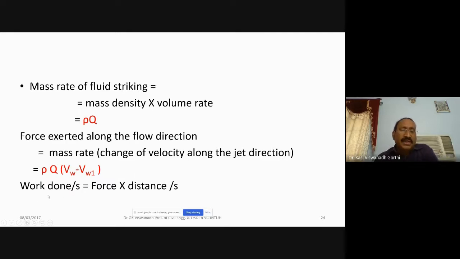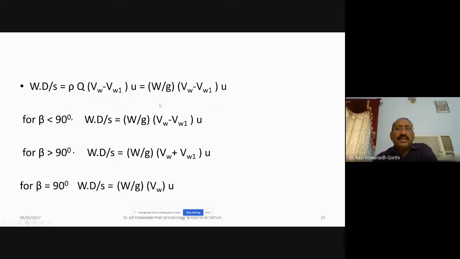So force exerted, the work done per second will be force into distance moved. What is the distance moved that we have taken now? The distance moved is the velocity of the vein. So rho Q into VW minus VW1 into U. Rho Q, the mass rate of flow, may also be represented as W by G, weight rate of flow by G, which would give you the mass rate of flow, because W by G will be mass density, W is equal to rho into G.